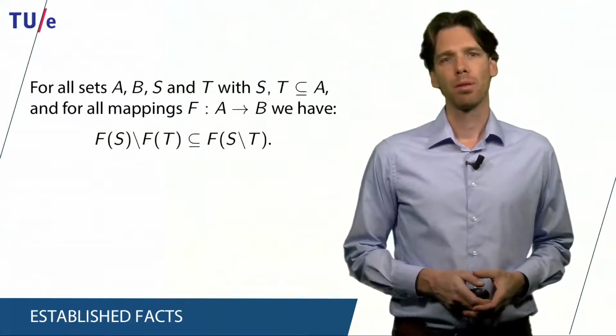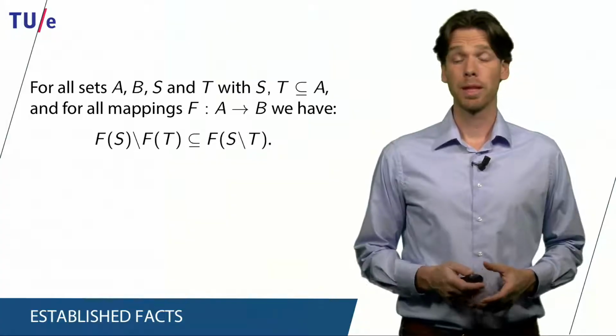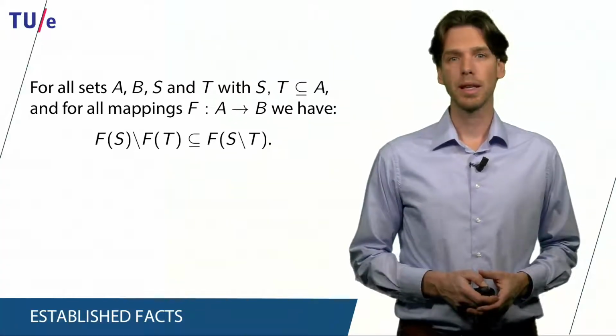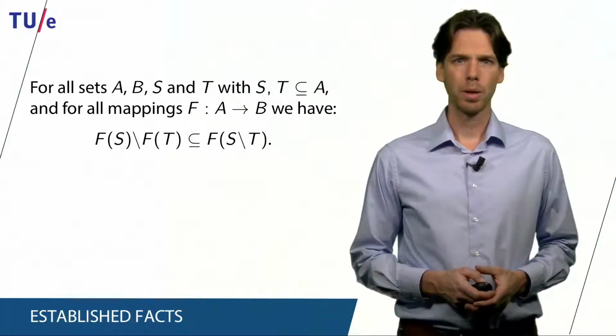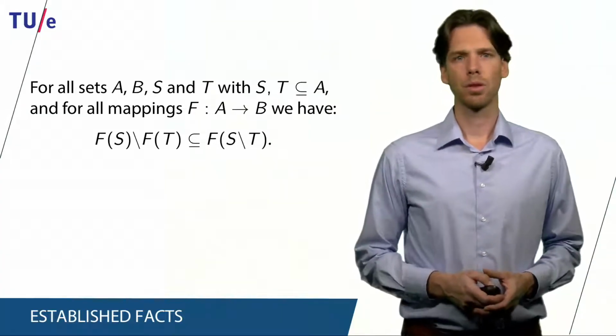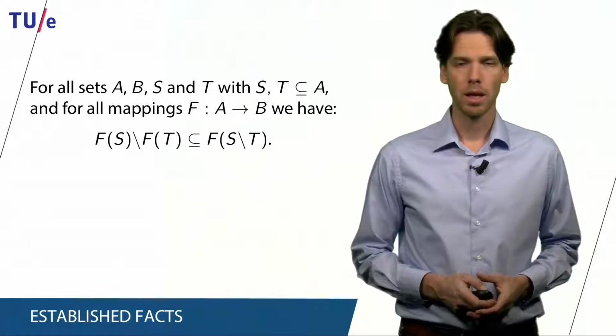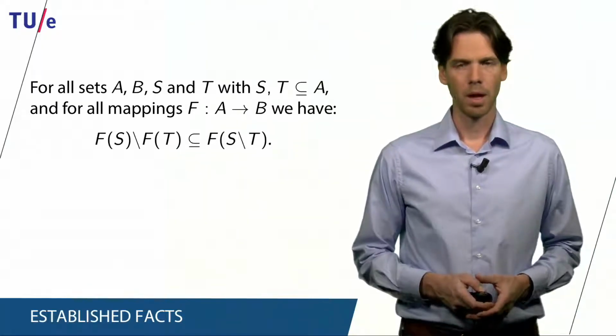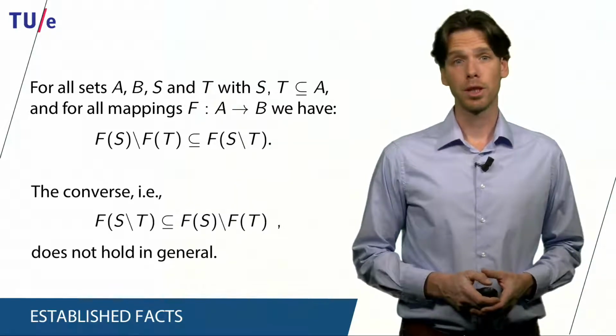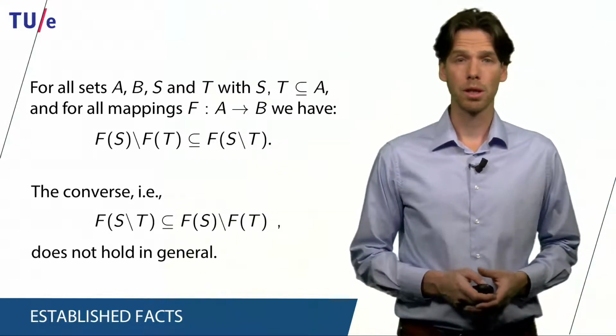In this lecture we shall present a proof of a property that involves the image under an injective mapping. Recall that in a previous lecture we have established that for all sets A, B, S and T, with S and T subsets of A, and for all mappings F from A to B, the difference of the images under F of S and T is included in the image under F of the difference of S and T. In another lecture, we've also established by means of a counterexample that the converse inclusion is not true in general.